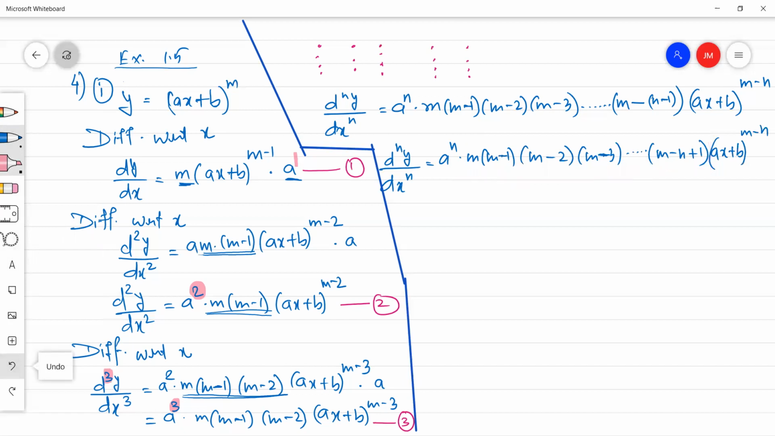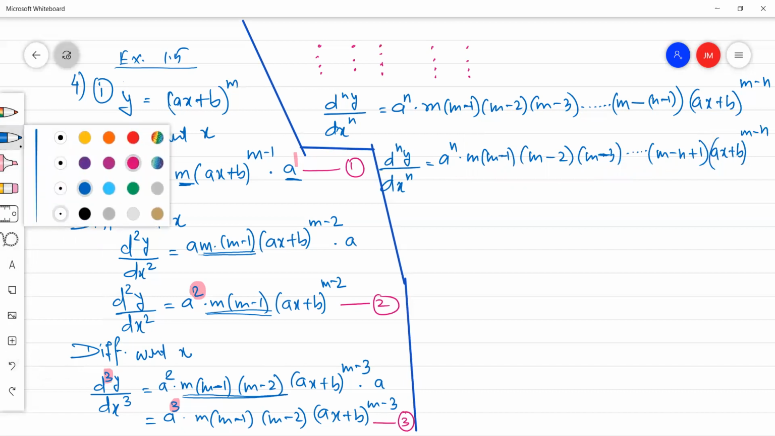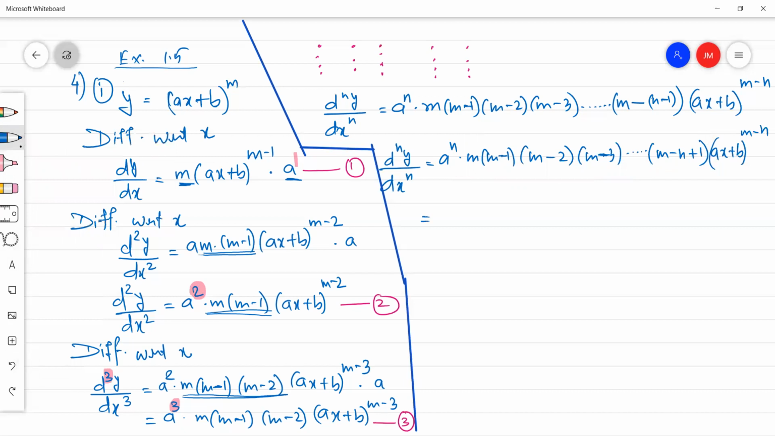Okay. So you know what I do? In order to make it a factorial notation, see, in the next step what I do. This is a raised to n, and here I write m minus 1, m minus 2, m minus 3, dot dot dot, m minus n plus 1, and then I multiply with it.